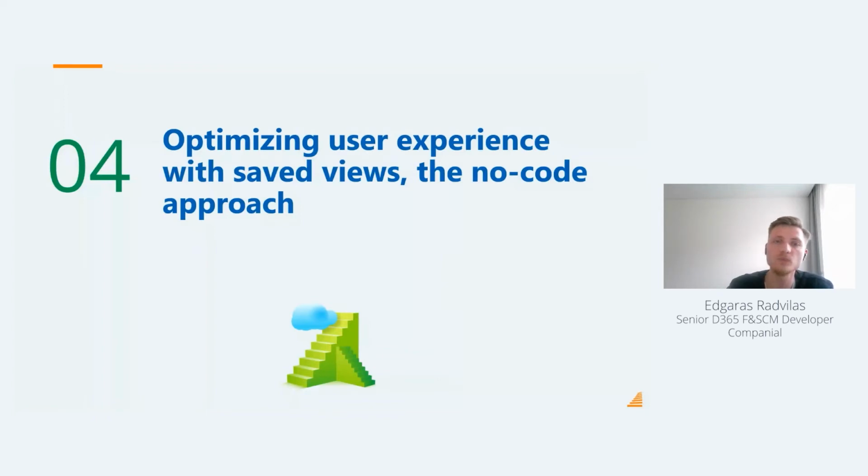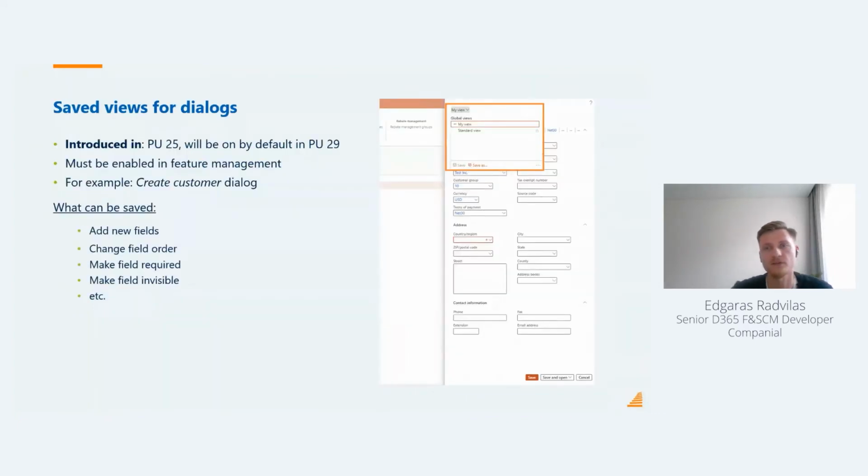Yeah, the next one is saved views. Basically, it's some changes to saved views because saved views were already available in 2021. But for example, we have some changes for dialogues. We didn't have saved views on dialogues. Now we have. This was introduced in platform update 25. It will be on by default in platform update 29. Yeah, it must be enabled in feature management. There's a separate form for that.